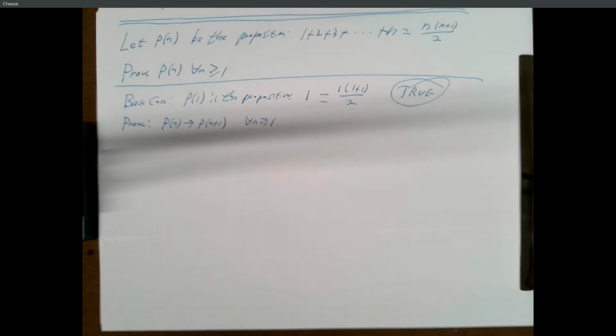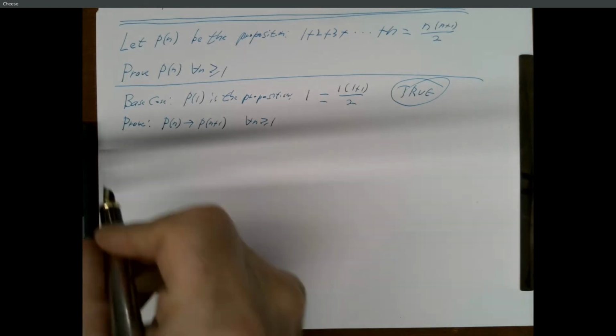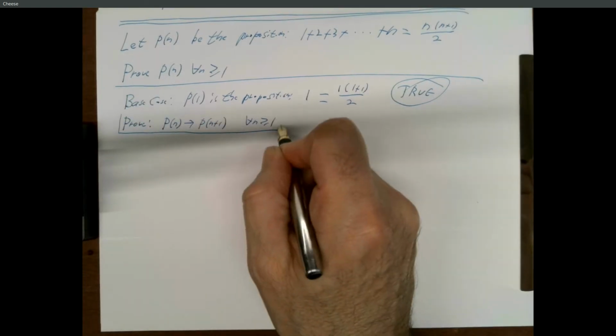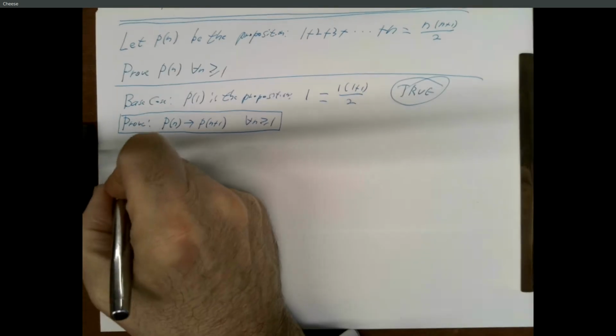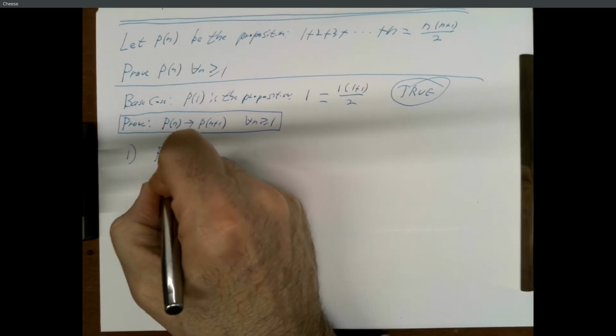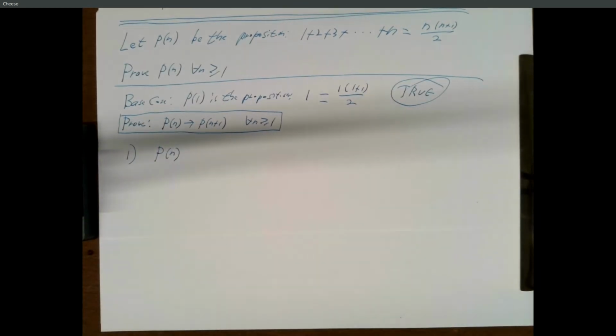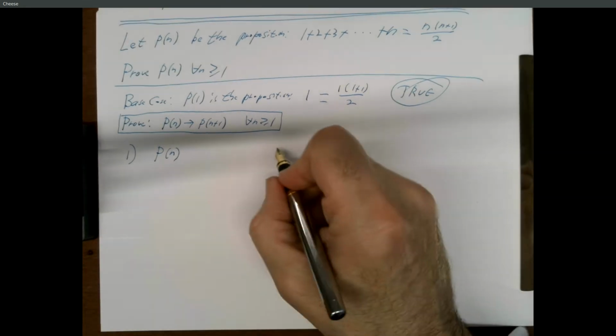Prove that if n is any number bigger than or equal to 1, and if we assume P(n) is true, then P(n+1) is also true. Okay, so this is the real heart of our proof. So let's prove this. My first statement of my proof is going to be P(n) is true. Why? That's a hypothesis.